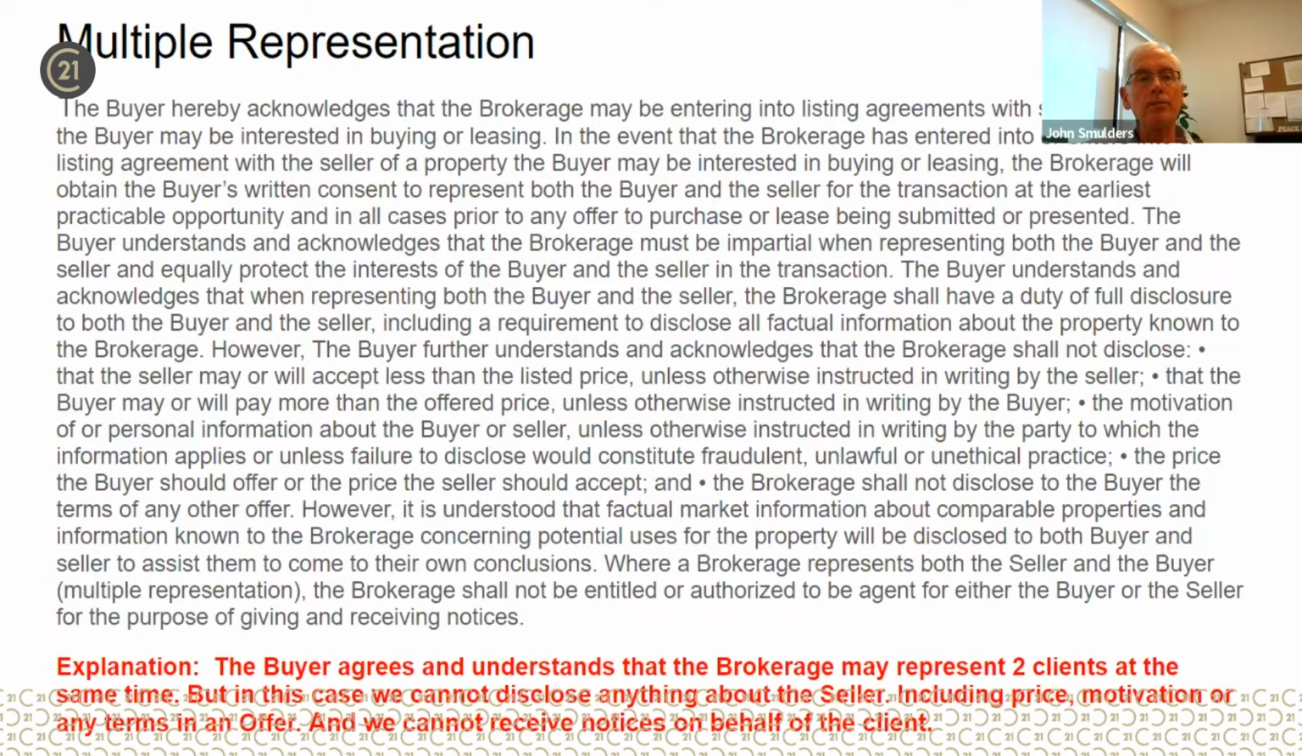Multiple representation. The buyer agrees and understands that the brokerage may represent 2 clients, but in this case, we cannot disclose anything about the seller, including price, motivation, or any terms in the offer, and we cannot receive notices on behalf of the client. So what does that mean? In the agreement of purchase and sale on page 2 is where you can enter fax numbers or phone numbers and emails for the purposes of receiving notices. And in a multiple representation situation, you're not allowed to do that.